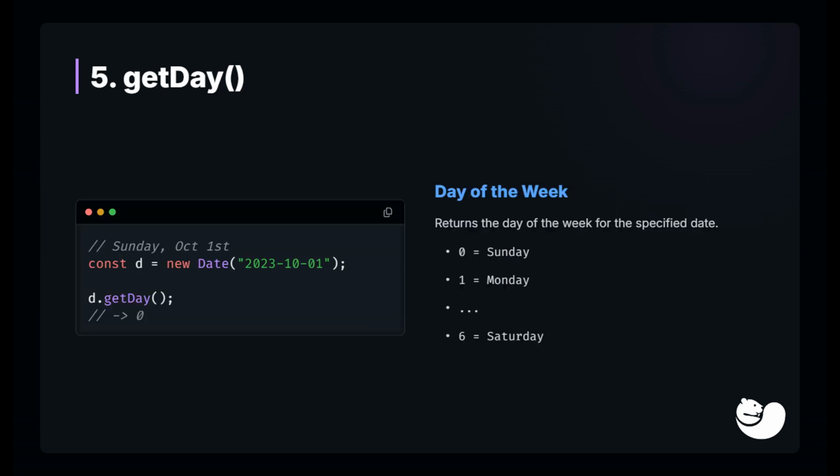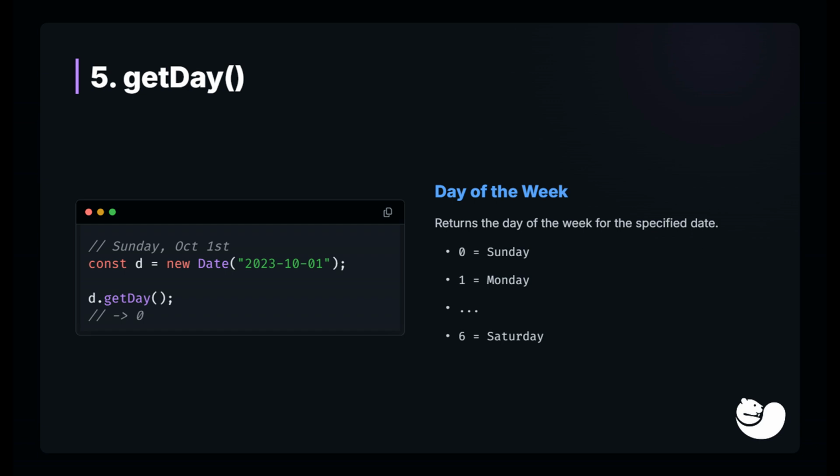In contrast to the calendar date, getDay reveals the day of the week. Like the month function, this returns a zero-based index, but here the week starts with Sunday as 0 and ends with Saturday as 6. This means Monday is 1, Tuesday is 2, and so on. This numeric representation is incredibly useful for scheduling logic. For example, if you want to disable a submit button on weekends, you can simply check if the return value is strictly 0 or 6.